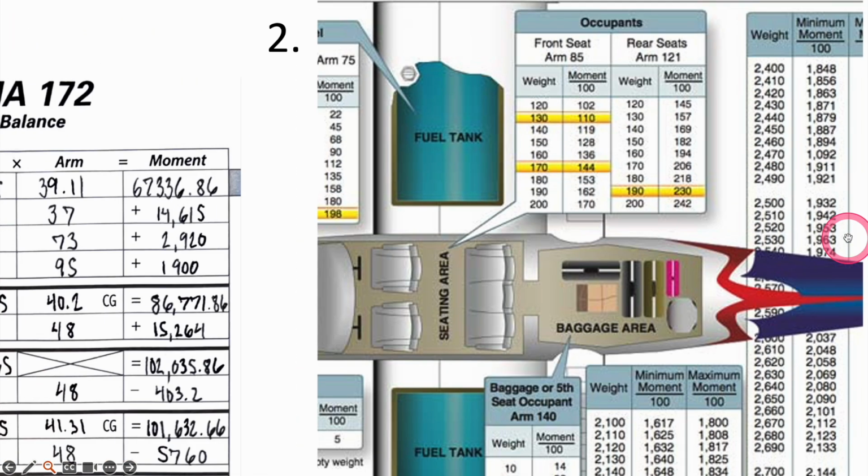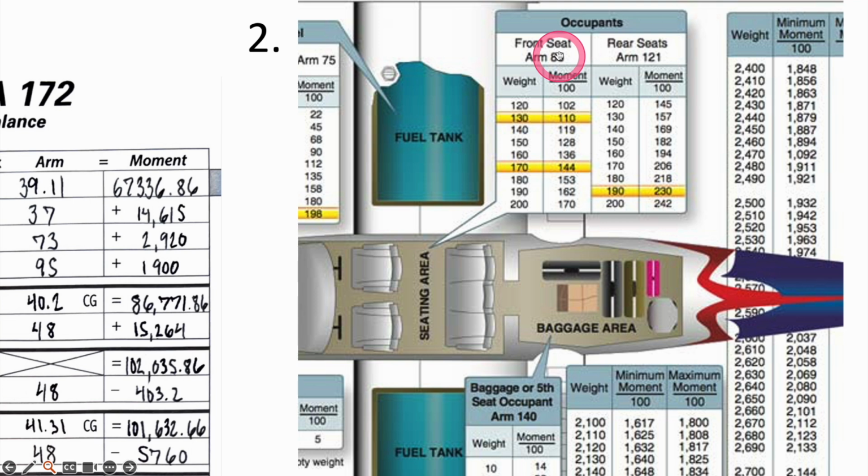Again, these ones, very similar. You find front seat occupants, the weight provided in the example. So if it said 150, then you'd look at the moment, which is 128. You would add up all the individual weights, all the moments. You can get your center of gravity that way.